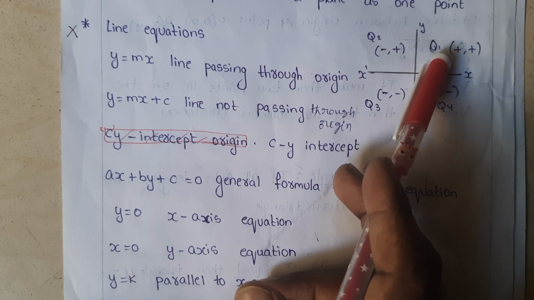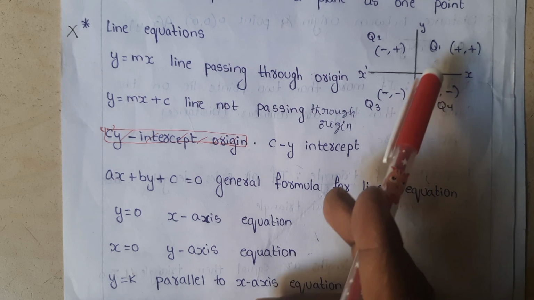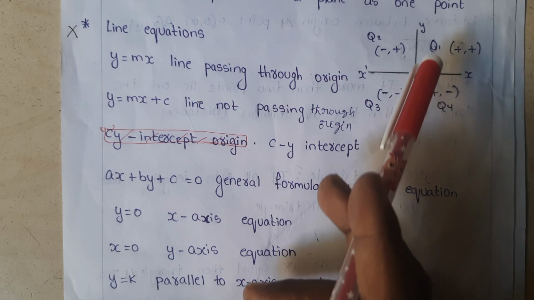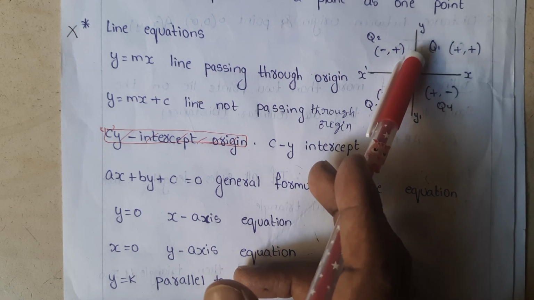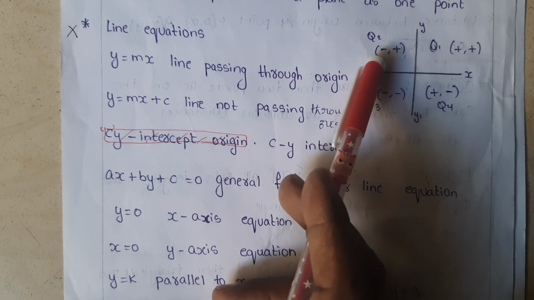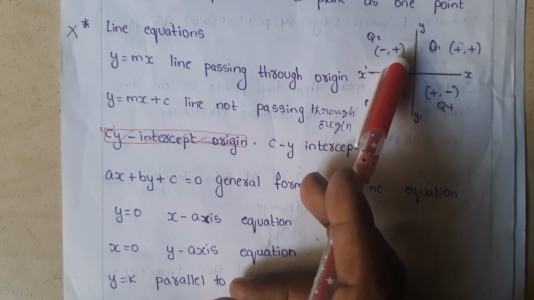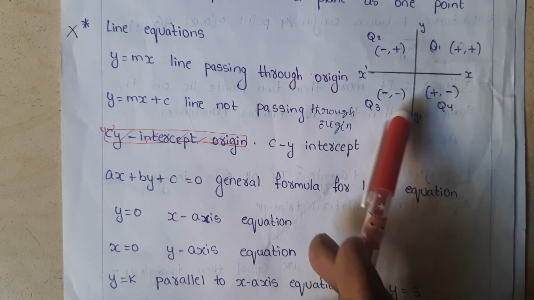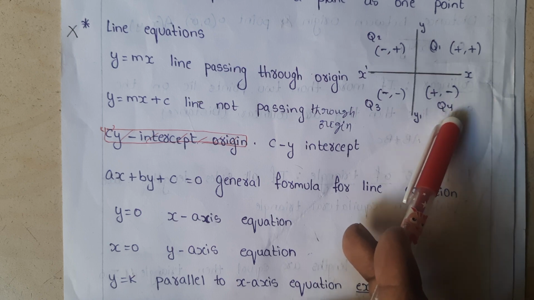So this is quadrant 1, this is quadrant 2, quadrant 3, quadrant 4, and it may be helpful for drawing the graph. That's why I am telling: here both are positive, x-axis plus and y-axis also plus. Here the x coordinate is minus and the y coordinate is plus. Here both x and y coordinates are negative. Here the x coordinate is positive and the y coordinate is negative.